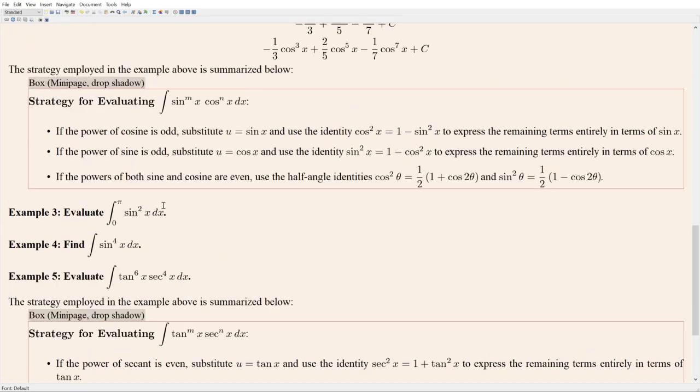Well, what if neither of them are odd? What if the powers of both the sine and the cosine are even? Well, then we can use these identities here. So cosine squared can be broken down into a cosine 2 theta. Sine squared can also be broken down into a cosine 2 theta. Incidentally, these two formulas I think are worth remembering, especially as you progress in your scientific career, because these are formulas that get used extensively in physics, especially when you start talking about waves and things like that.